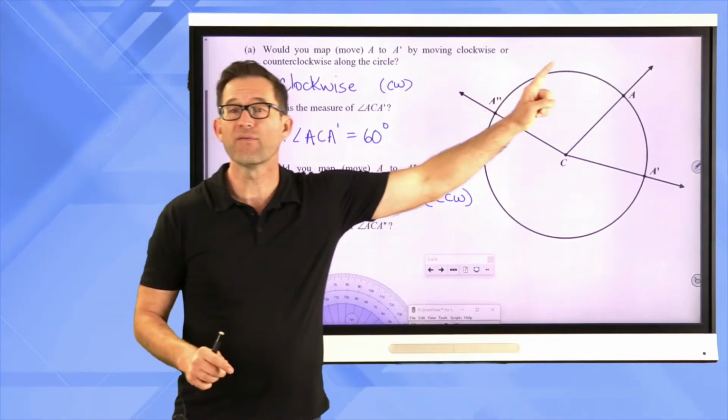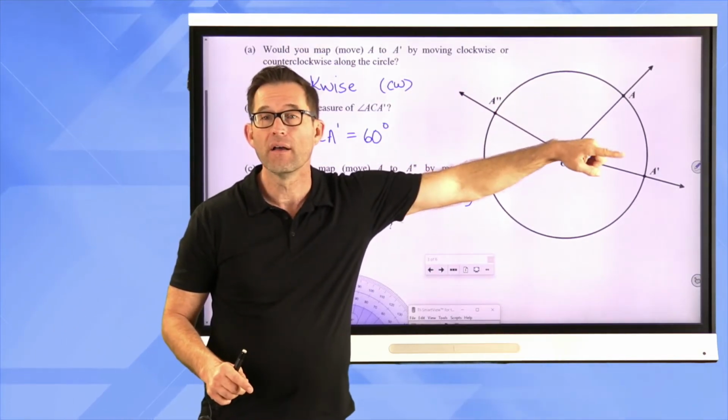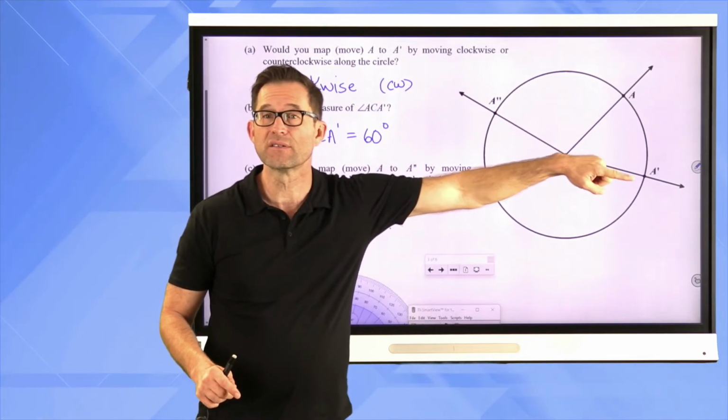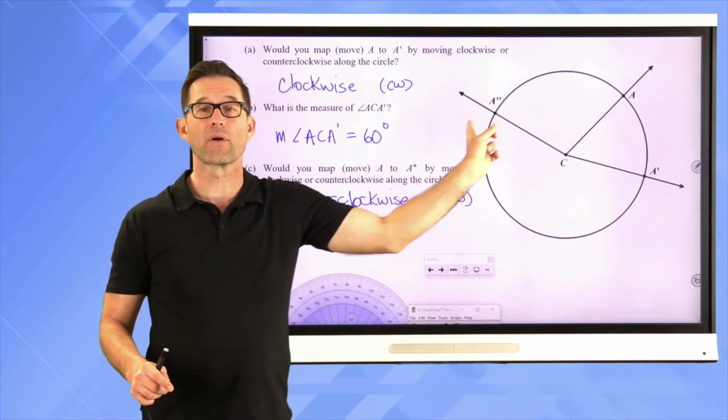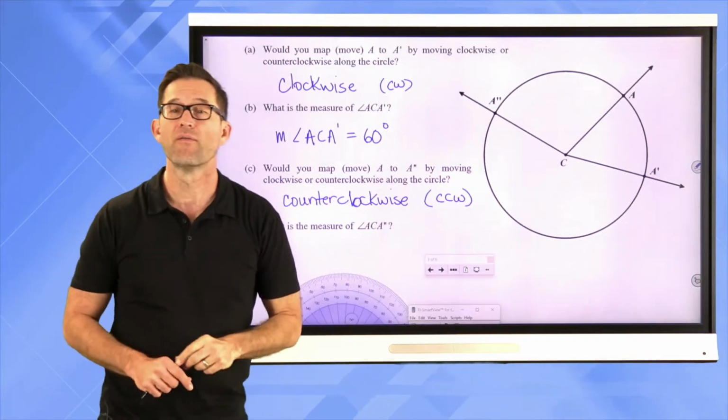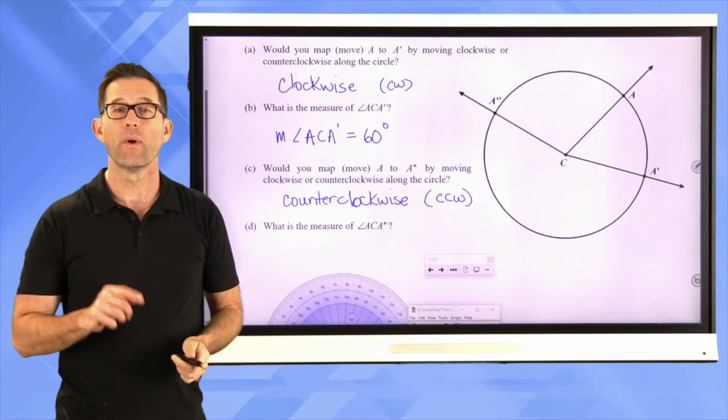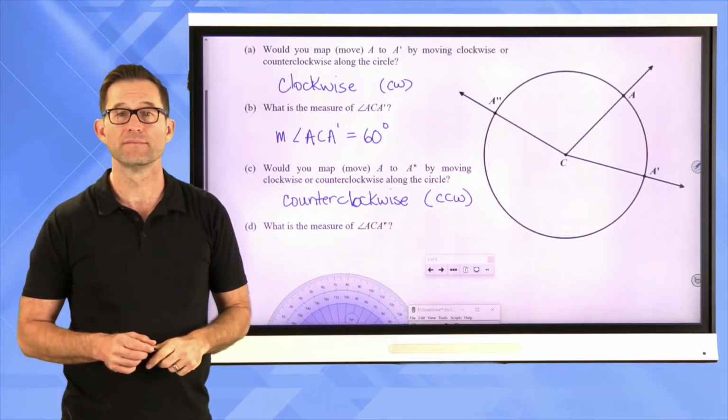So we would have to move A clockwise 60 degrees to hit A prime, and we'd have to move A counterclockwise by how much for it to hit A double prime? Why don't you go ahead and measure that angle?